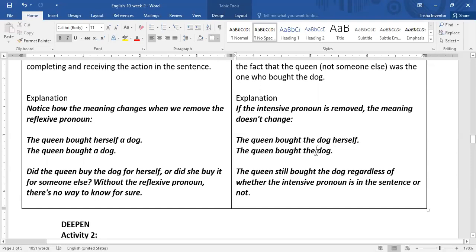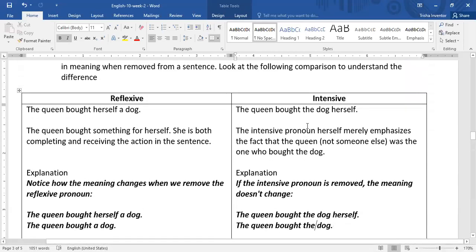Wala as a second one, wala na ta kabalo kung kinsa ang ning palit. Basta kay ning palit si queen og dog. So again, remember that reflexive pronouns are used to refer back to the noun, or the subject. Intensive pronouns are only used for emphasis. Murag, gi-emphasize lang niya nga si Queen mismo ang ningpalit og dog.